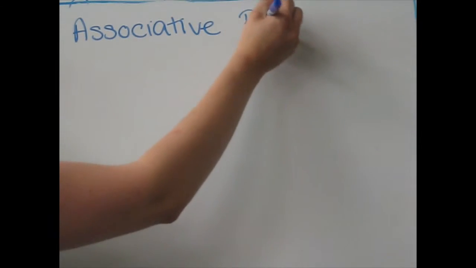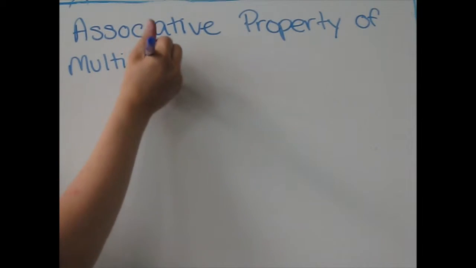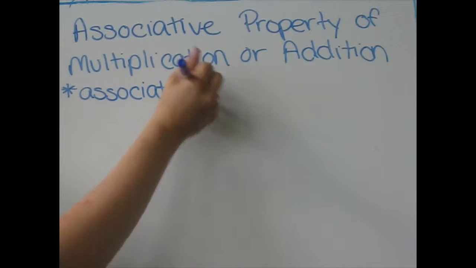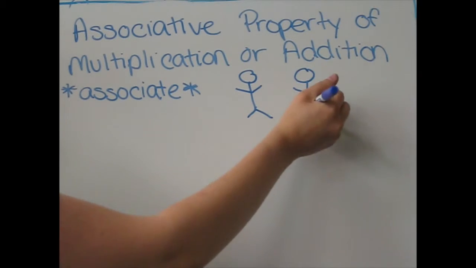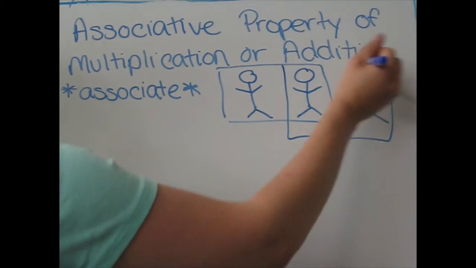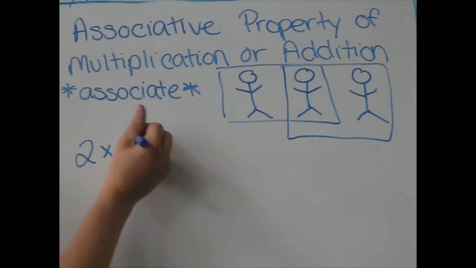Now we're going to look at the associative property of multiplication or addition. We're going to focus on the word associate. When you're working in school, if there's 3 of you and you have to be in groups of 2, there's a few ways you can do it. So there's one way, here's another way. That's the same with multiplication.